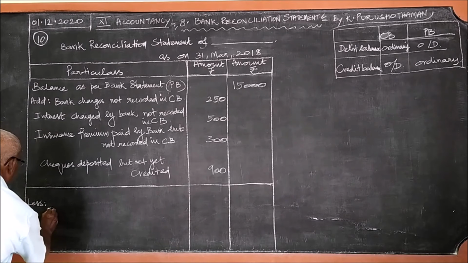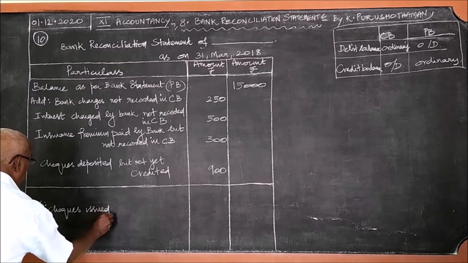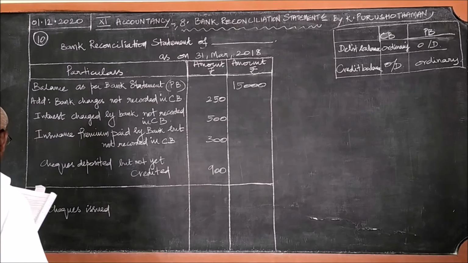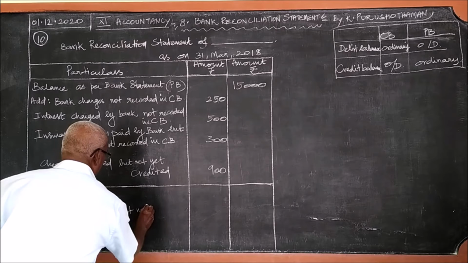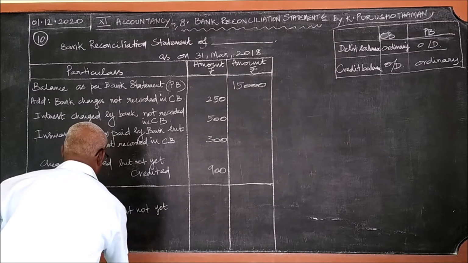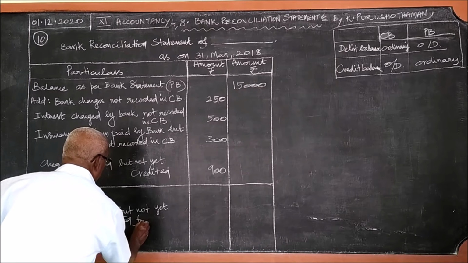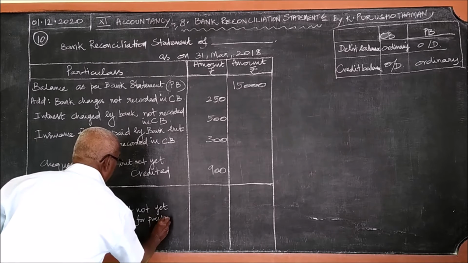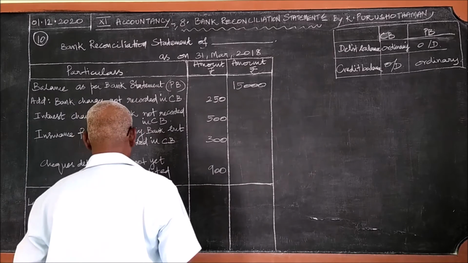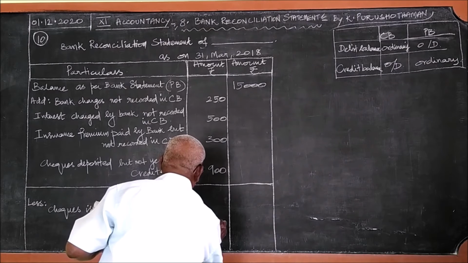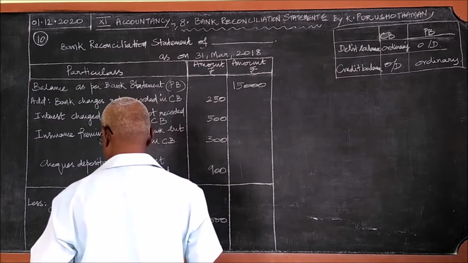Then less: checks issued but not yet presented for payment. 2,500. This is the only item under less.